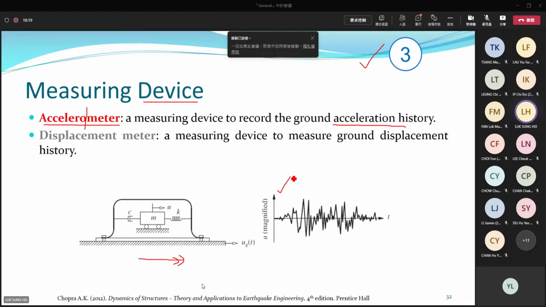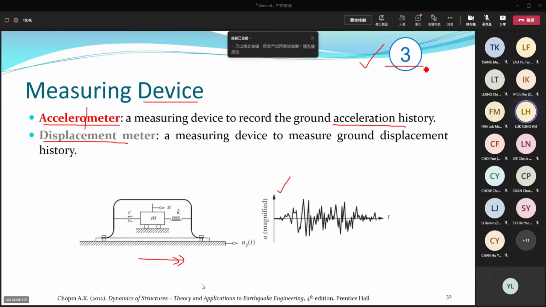If you know the acceleration history, then you can use it to do some prediction. You can record the data for future applications, etc. Quite useful. Similarly, displacement meters mean a device used to measure displacement. Then how can we apply our concept? I mean, using the harmonic vibration concept to set up this kind of meters. We will discuss this in this section, section 3.